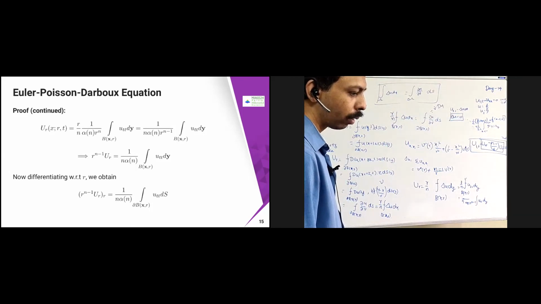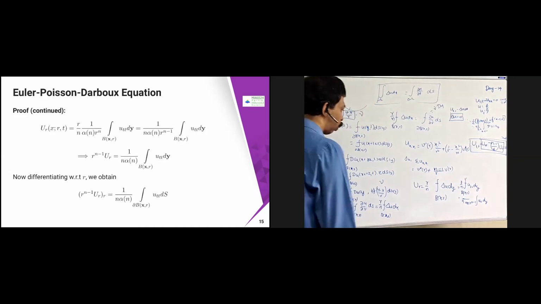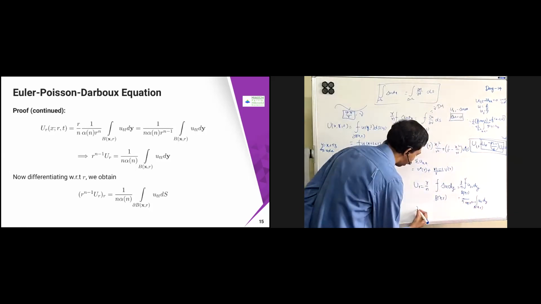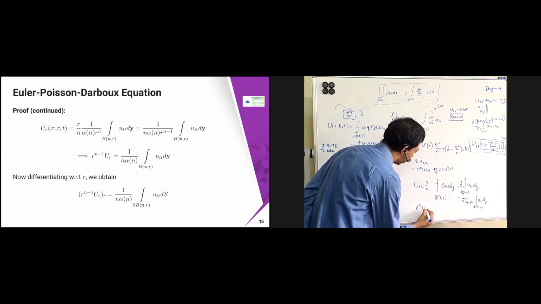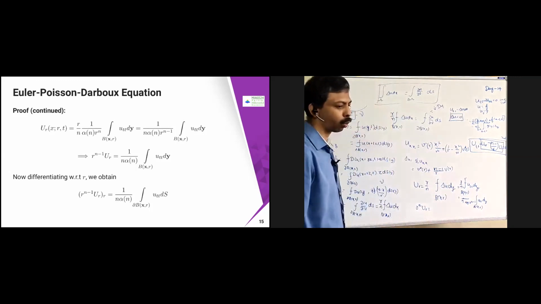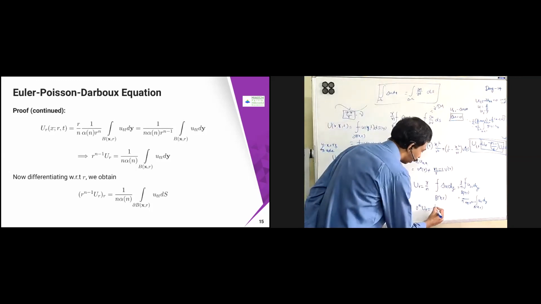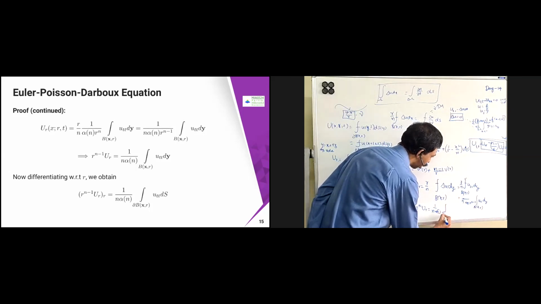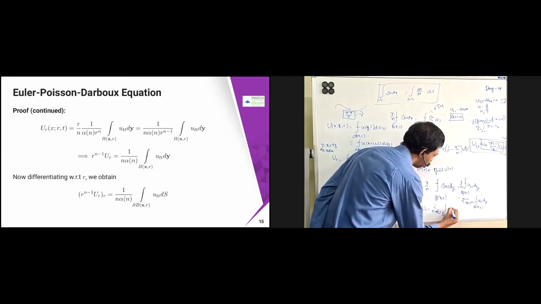I am just going to rewrite this one. This is over b(x, r). So I am writing it as r to the power n minus 1 into u_r, equal to 1 by (n alpha_n) times the integral over b(x, r) of u_tt dy.